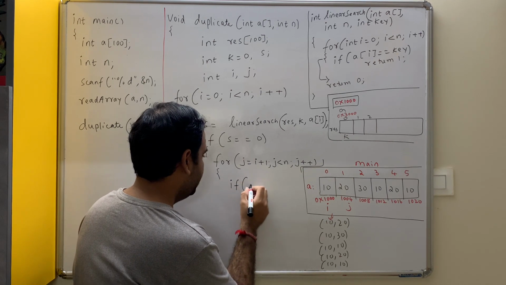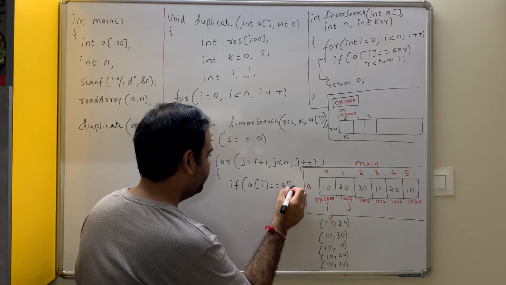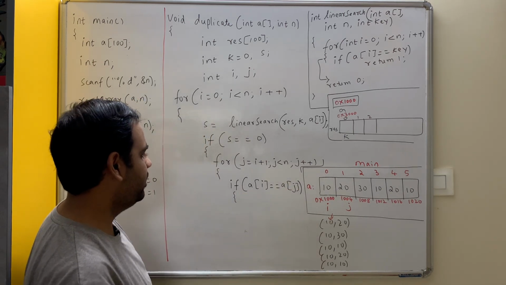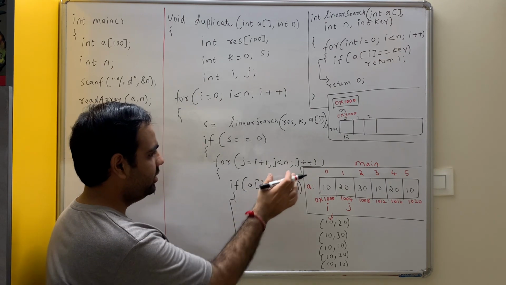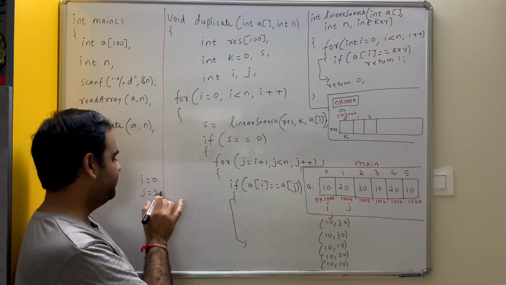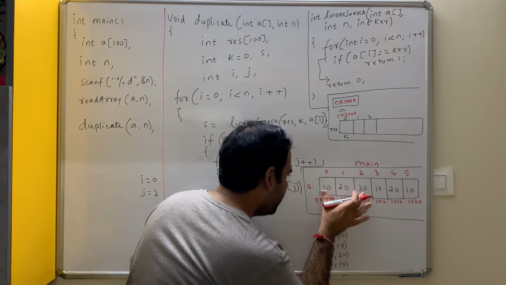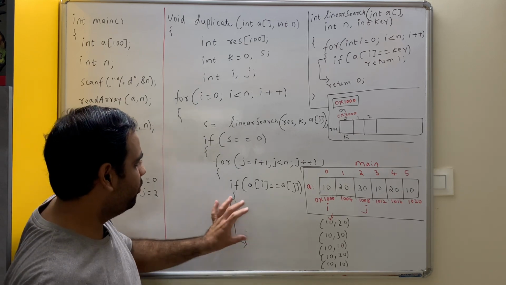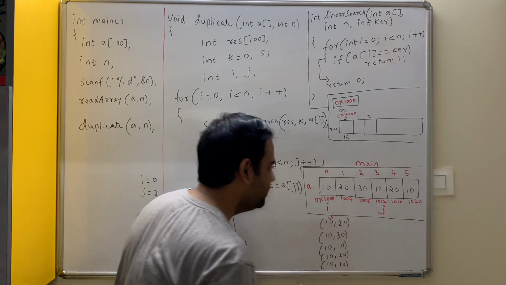If a of I is equal a of j. Is 10 equal to 20? No sir, 10 is not equal to 20. Now if 10 is not equal to 20, what to do? We will see later. Now you say j plus plus, the value of j will become 2. Now this is where j is pointing to. Now you are comparing 10 and 30. Is 10 equal to 30? No sir. Therefore what to do? We will see later. Again we say j plus plus, the value of j will become 3.